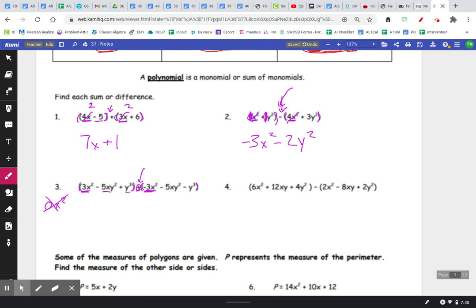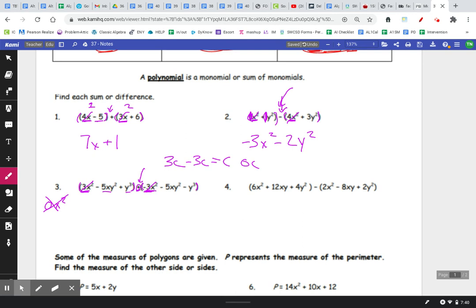Imagine you're a car salesman. There's 3 cars in the lot. If I have 3 cars and I subtract 3 cars, my answer isn't C or 0C, right? There's no cars left. There's nothing. There's nothing to show for it, right? So 3x squared and negative 3x squared are gone.